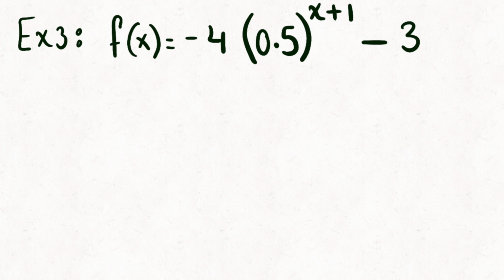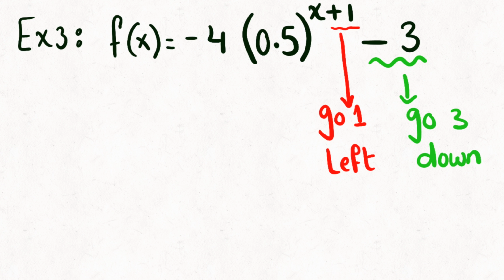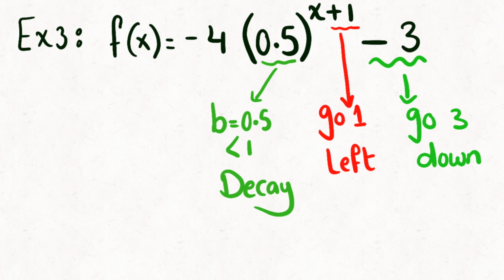Again, we will analyze another function, and we start from our right hand. If you see -3, it means go 3 down. Now, when you're done, go to the second part, which is +1, and understand it in another way. When you see +1, it is go 1 left. Now, b equals 0.5, less than 1, it is a decay.